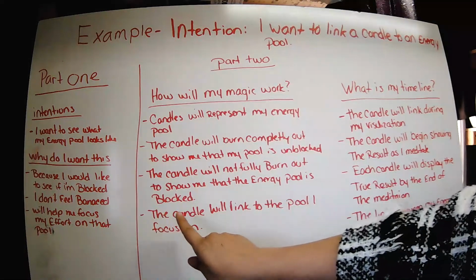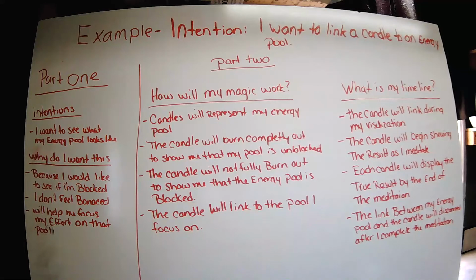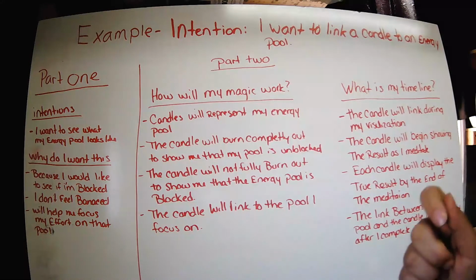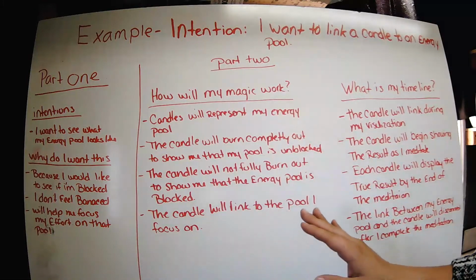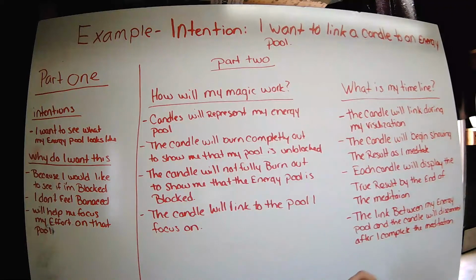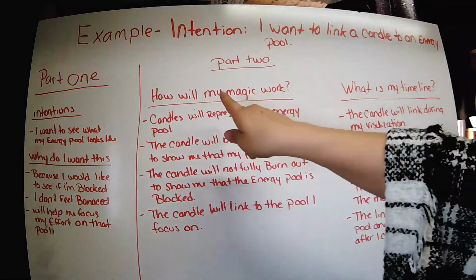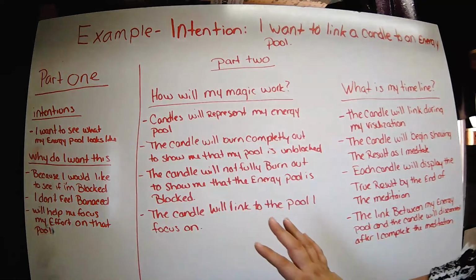And then the candle will link to the pool I focus on. So I pick up the red candle. The red represents the root chakra, so I decide that I'm going to focus the candle on the root chakra, and that's letting the universe know that that candle is going to link to the one that I focus on. Now, of course, I can get more elaborate on this and add more parts and let the universe know, hey, this is going to happen. I can get really specific on how I expect the candles to work. This is defining how I want my intentions to work in the spell.